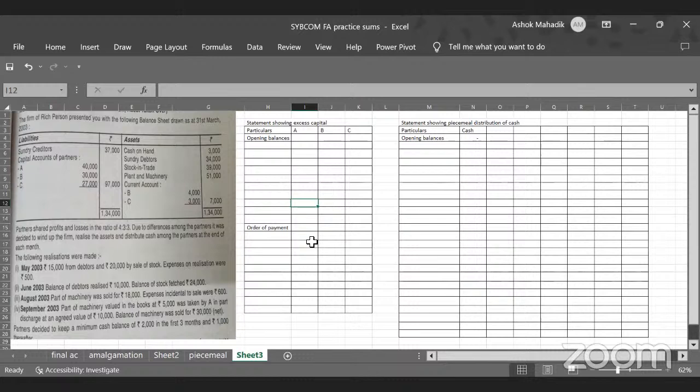Okay, so in this sum also we have three partners A, B, and C. Just a minute. You want me to add reserves or something so that you'll understand, right? Should I do it? Give me a minute.